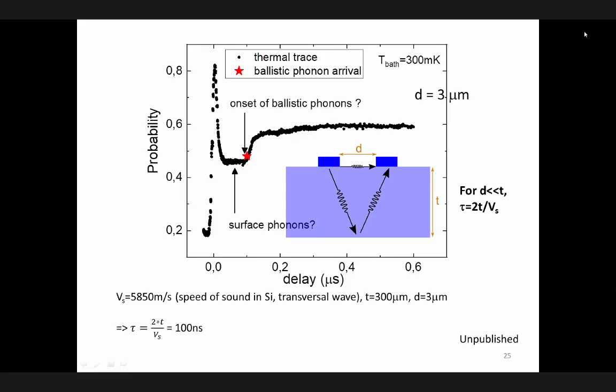And now, when you look at the time when it starts, you consider you have this limit: distance 3 micrometers, the thickness of the silicon chip 300 micrometers, so it takes 600 divided by the speed of sound, and this is the time for which you expect this phonon to arrive. This is 100 nanoseconds, this is 100 nanoseconds. Okay, so on two different examples, we have that this onset of signal corresponds to the speed of sound for the transversal wave in silicon.